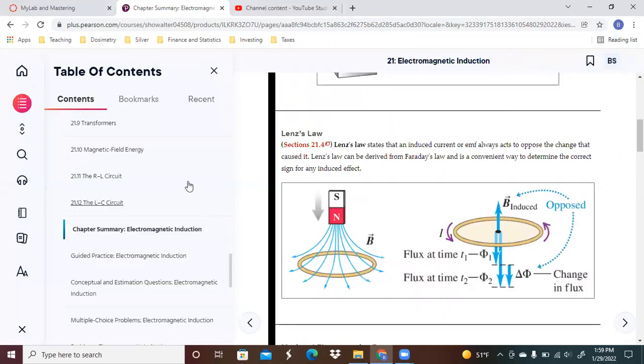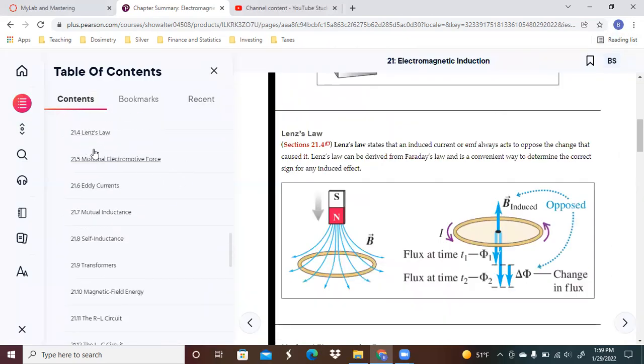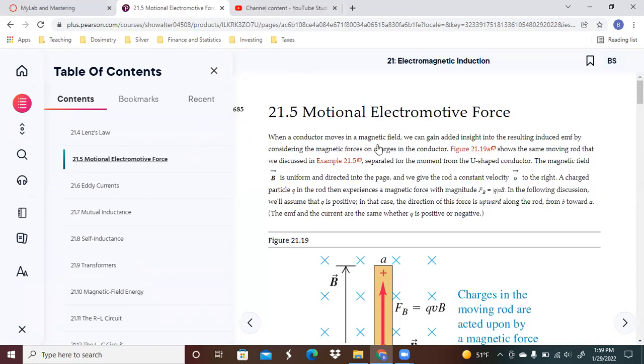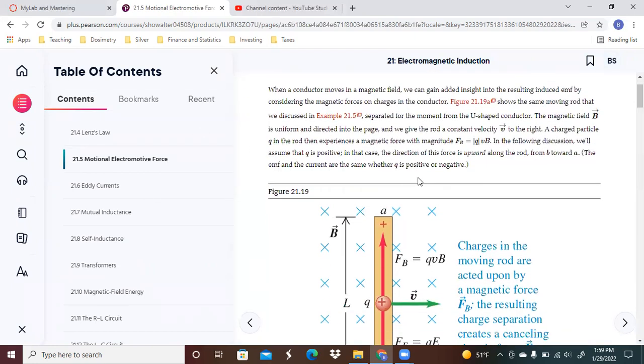Now, let's go on here to motional EMF. When you've got a conductor moving in a magnetic field, we can gain insight into the resulting induced EMF by considering the magnetic forces on charges in the conductor.